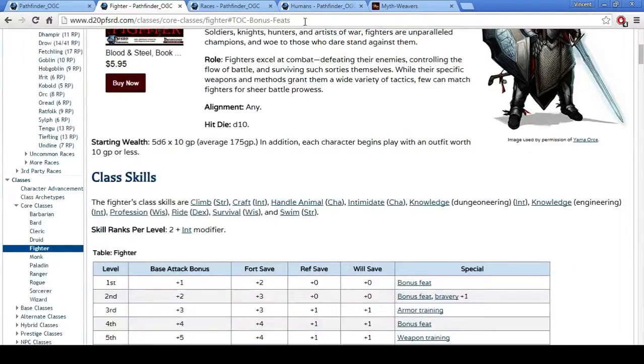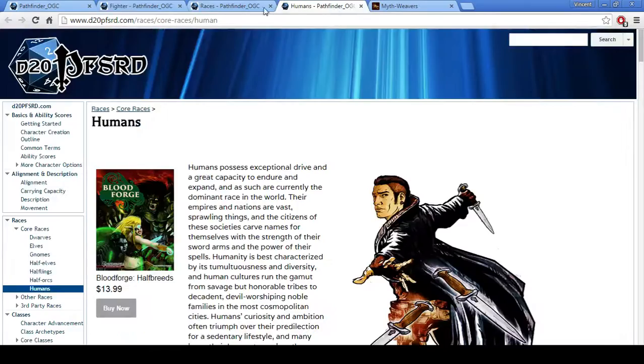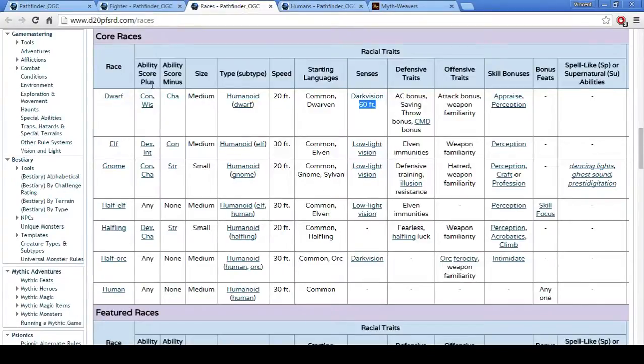But in general, you want to focus on a couple of attributes. If I want a high strength and a high constitution, I'm going to look here to see if I can find somebody that gets a high constitution or a high strength, or even better, both. If it says any, that means you get a +2 to any attribute you want. And watch out for the ability score minuses. I don't want to be an elf fighter because they get a penalty to con.